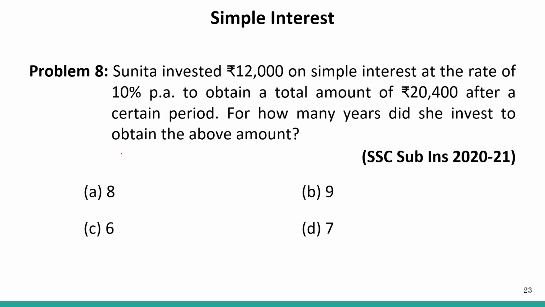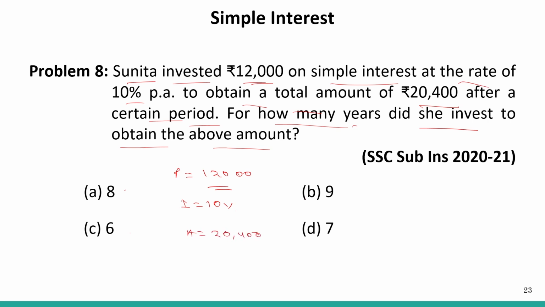So let's see problem number 8. Sunita invested 12,000 on simple interest at a rate of 10% per annum to obtain a total amount of 20,400 after a certain period. For how many years did she invest to obtain the above amount? Is it 8 years, 9 years, 6 years, or 7 years? Here P is given as 12,000, the interest rate is 10%, the total amount obtained is 20,400 after a certain period. So T is unknown here.